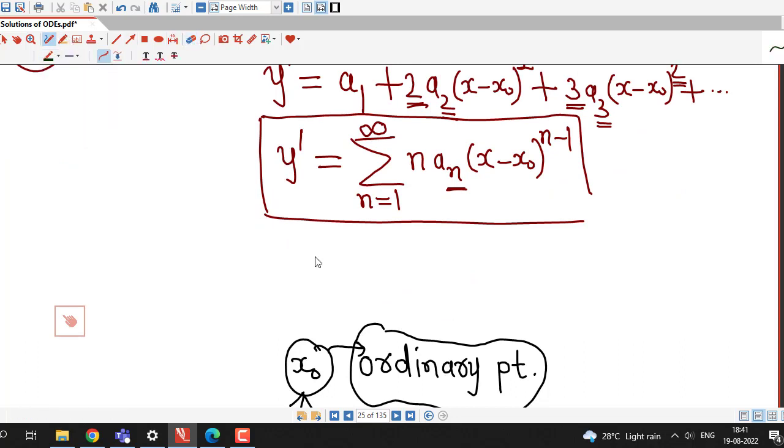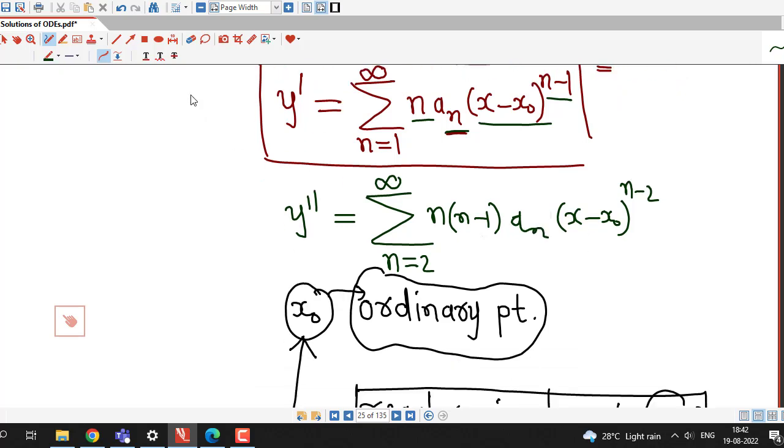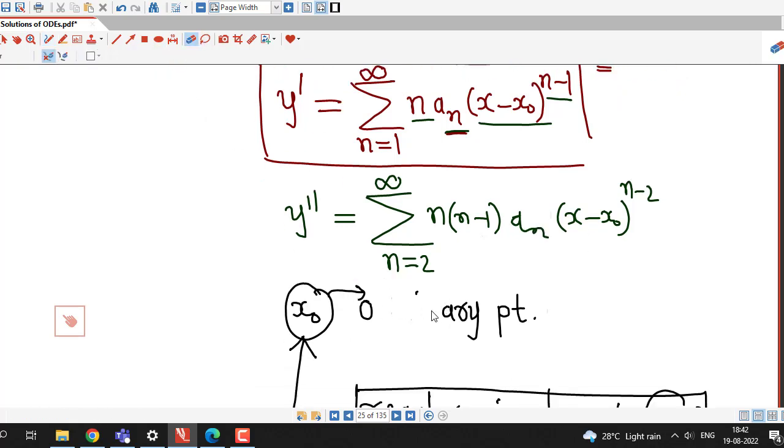So similarly we can write that y double dash is equal to sigma, this quantity is constant, n into an, derivative of this is n minus 1 times x minus x0 raised to n minus 1 minus 1, that is n minus 2, and instead of n equal to 1 to infinity, we will have n equal to 2 to infinity, and this I can rewrite as n times n minus 1 times an times x minus x0 raised to n minus 2. So this is y double dash.